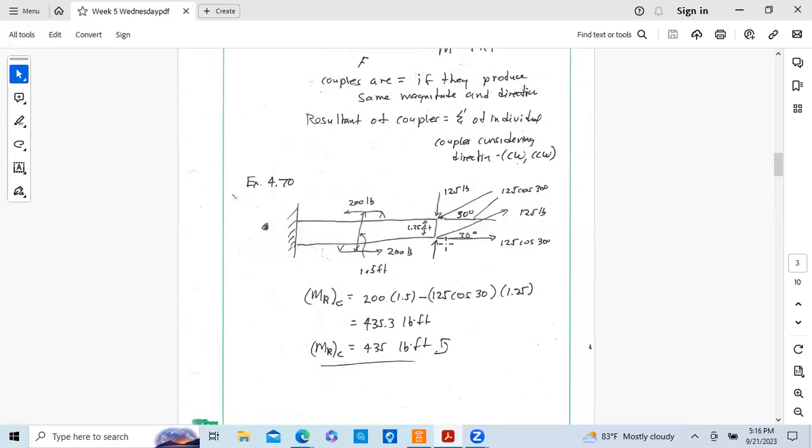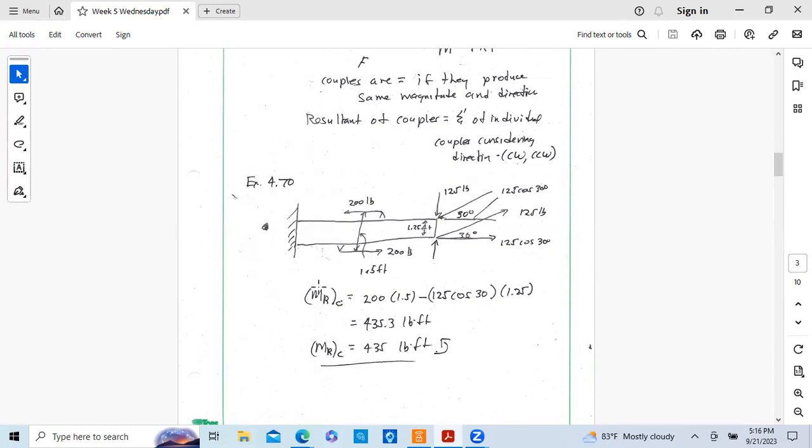And this x component we're looking at, this is an adjacent side to the 30-degree angle. So this is going to be 125 cosine of 30. And then this one would be the same thing, 125 cosine of 30 degrees. And we know that distance from here to here is 1.25. That's given on the problem.